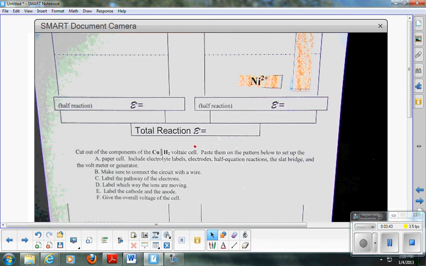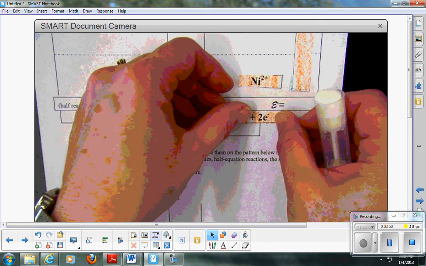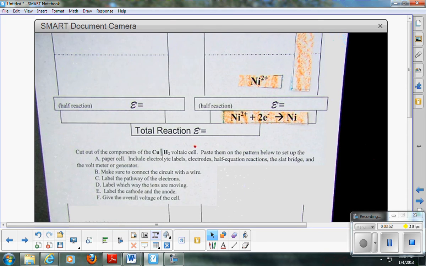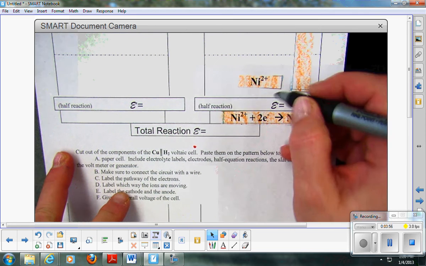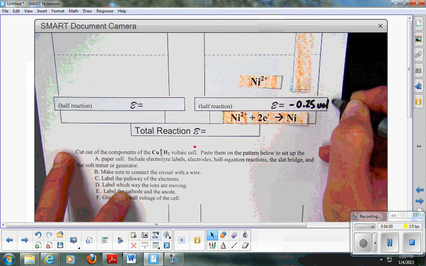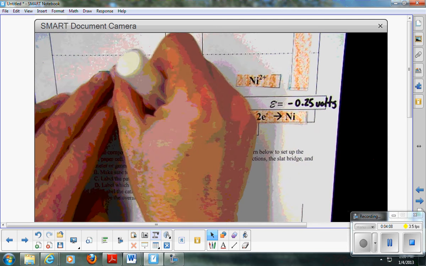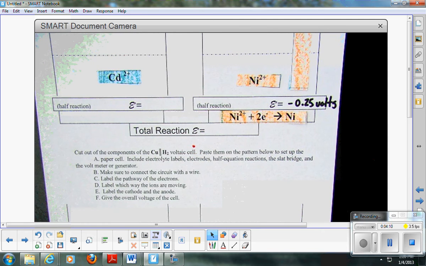Now, nickel, like on the chart that we just saw, will have an equation that looks like this. So that's the equation I'm going to put there. We also found that nickel was a negative 0.25 volts. Okay, the other one that we were working with was cadmium, so I'm going to find cadmium's little half thing here, and its electrode.